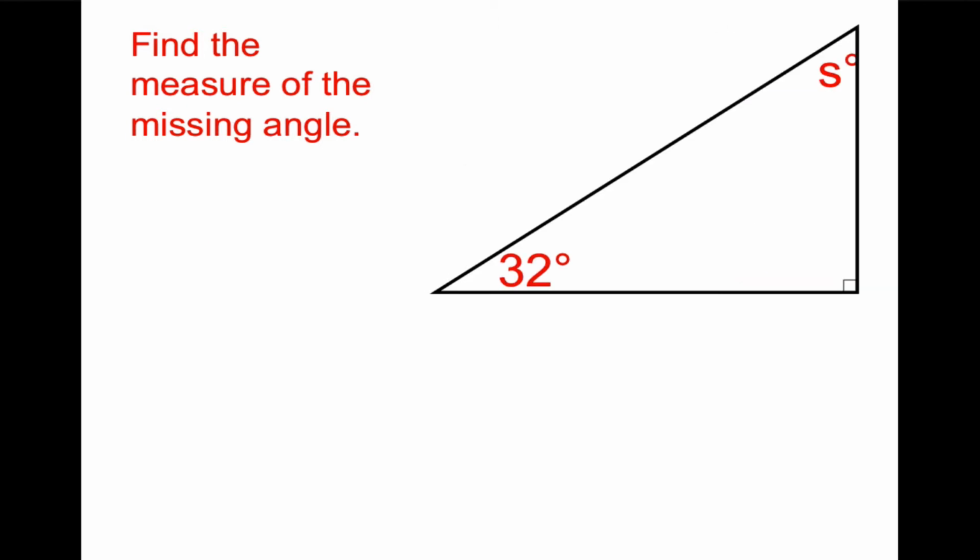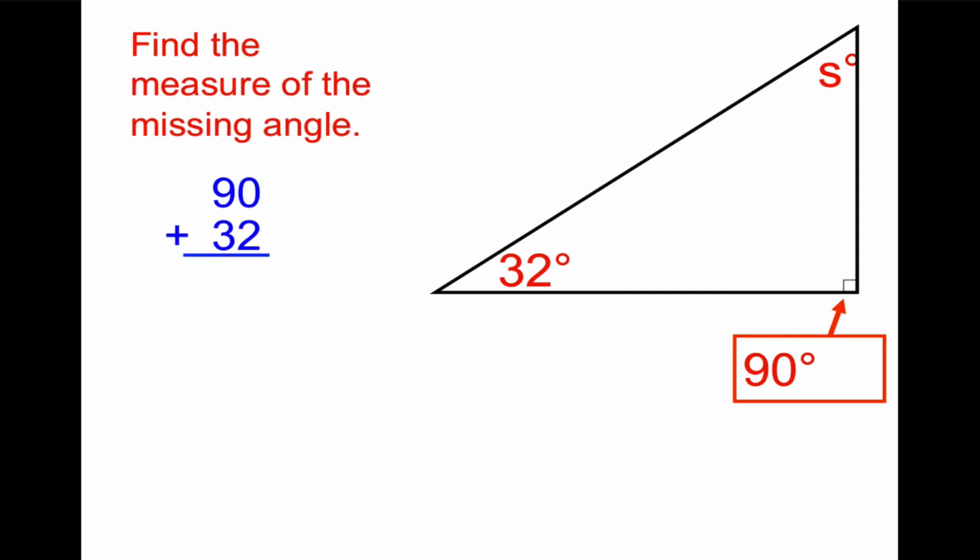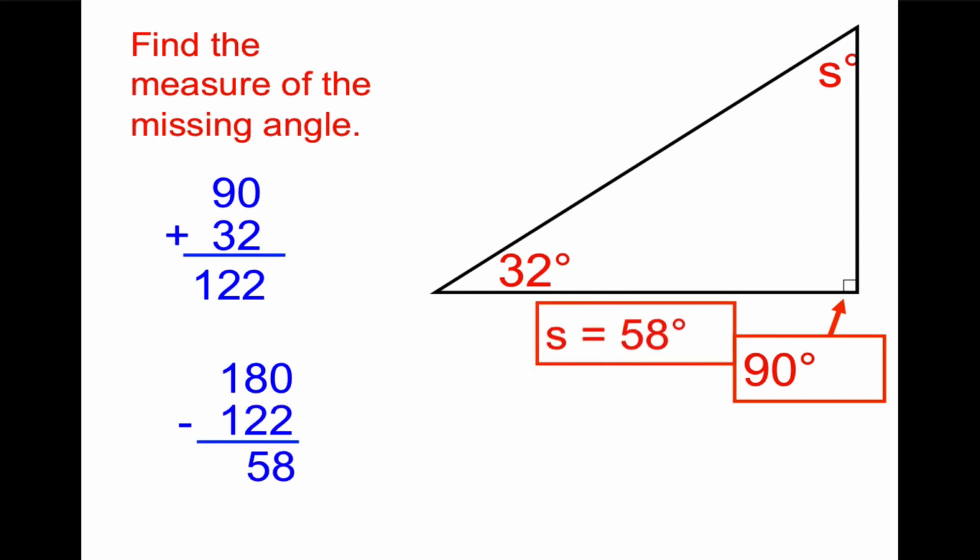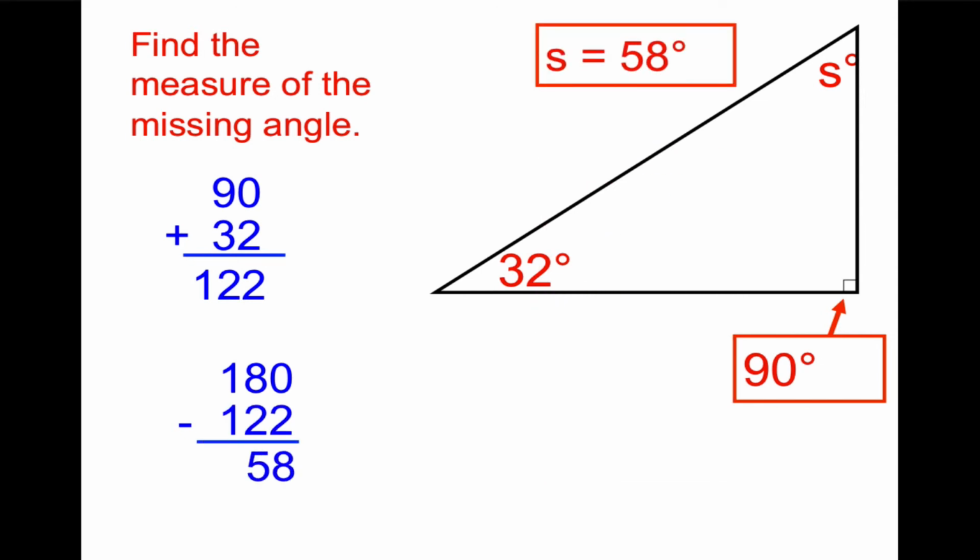Next problem, find the measure of the missing angle here. Okay, same general idea, except this time one of the angles is a right angle, so we know that that measures 90 degrees. So we add 90 plus 32 equals 122, subtract from 180, we find that angle S equals 58 degrees.